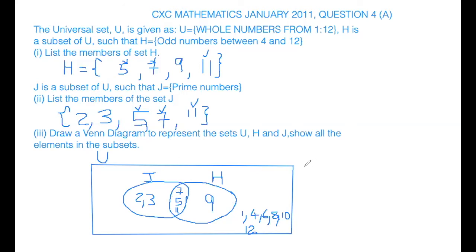Now, if I ask for J intersect H, then the answer is 5, 7, and 11.